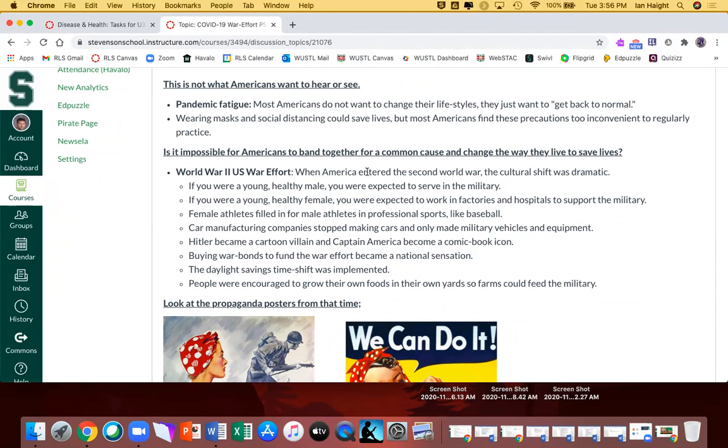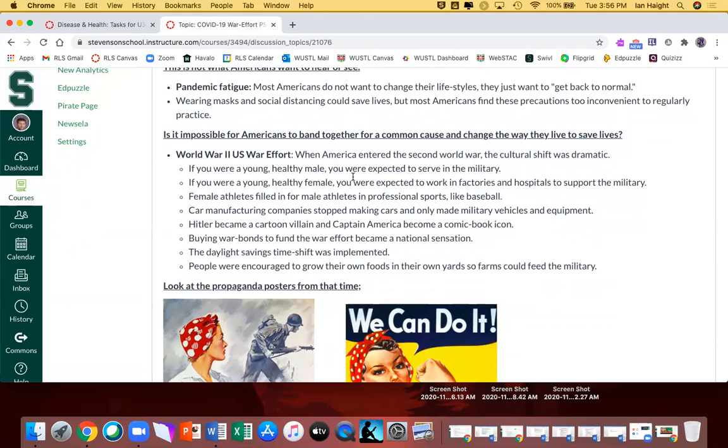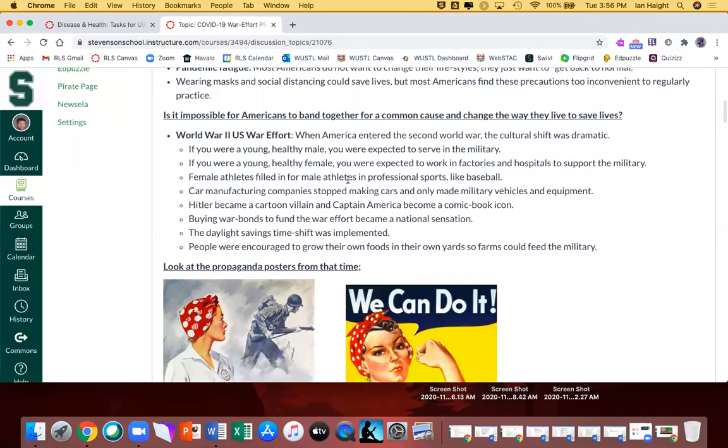Captain America became the icon that we still see in Marvel movies today. Buying war bonds was a huge deal. They implemented daylight savings time as an effort to save energy, and there's a variety of theories behind that I'm not entirely sure about. People were encouraged to grow food in their own backyards so that farms could feed military personnel.